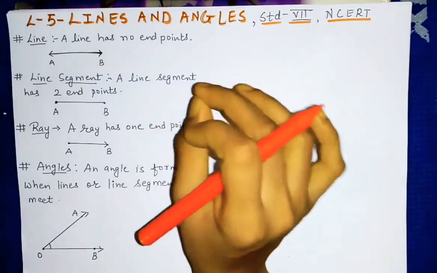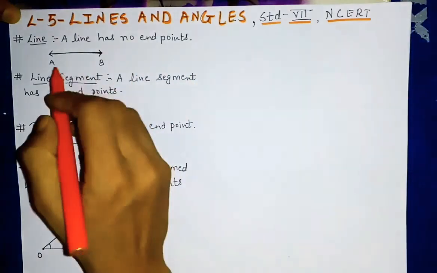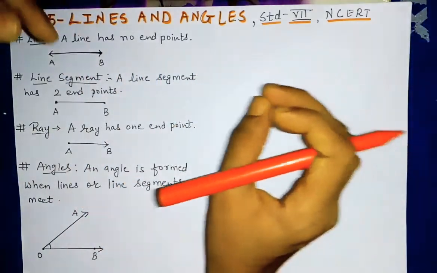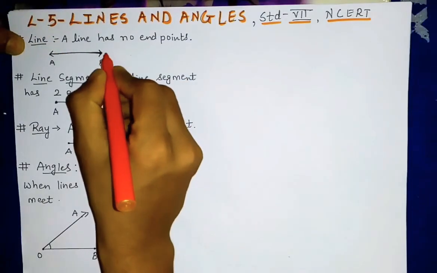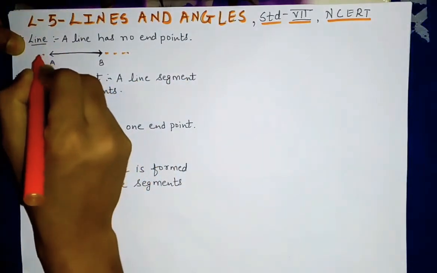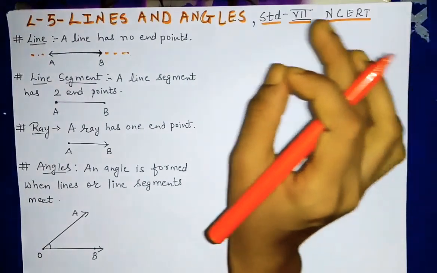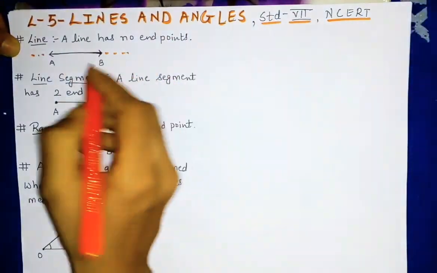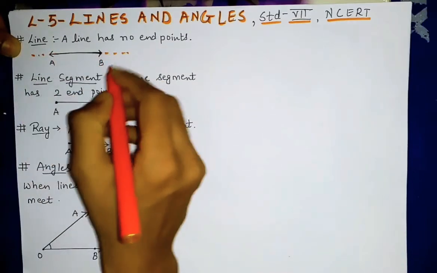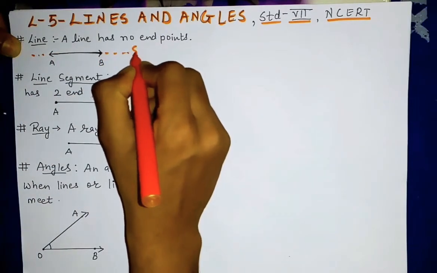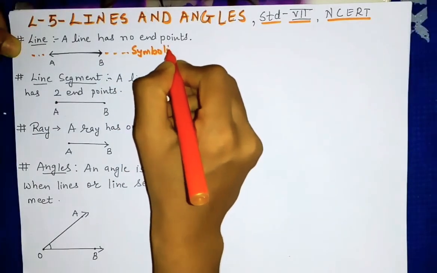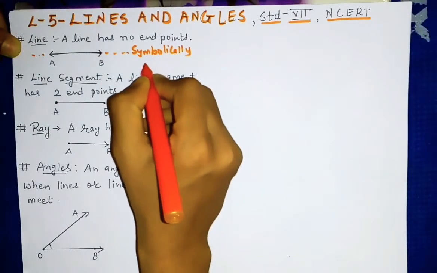A line has no endpoints, as you have already studied. It goes on and on in both directions endlessly. In both directions, this side also and this side also, it goes on endlessly. So a line has no endpoints. This is the way we draw a line, and symbolically we write it as line AB.